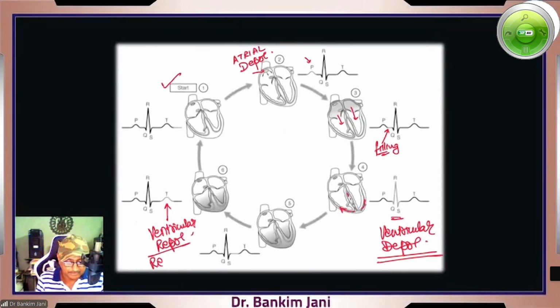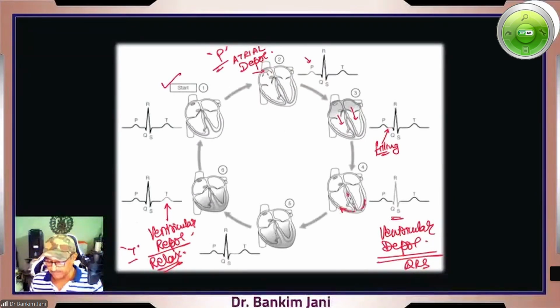So that is when the ventricles relax, and then the cycle gets repeated. Over here we understood the P wave and QRS. QRS is ventricular depolarization, that is the QRS complex. Ventricular repolarization is the T wave, and atrial depolarization is the P wave.